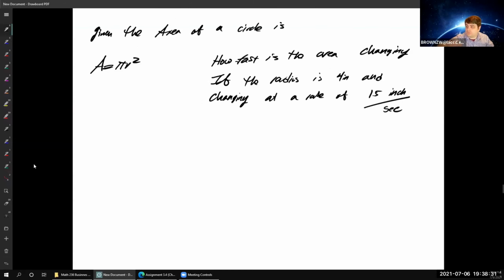Okay, so really the thing to recognize is what variables we've been given and what we're looking for. We've been given the radius r is 4 inches, and we've been given the rate of the radius per second, so dr dt is 1.5 inches per second. What we want to know is how fast the area is changing, so the unknown we're looking for is dA dt.